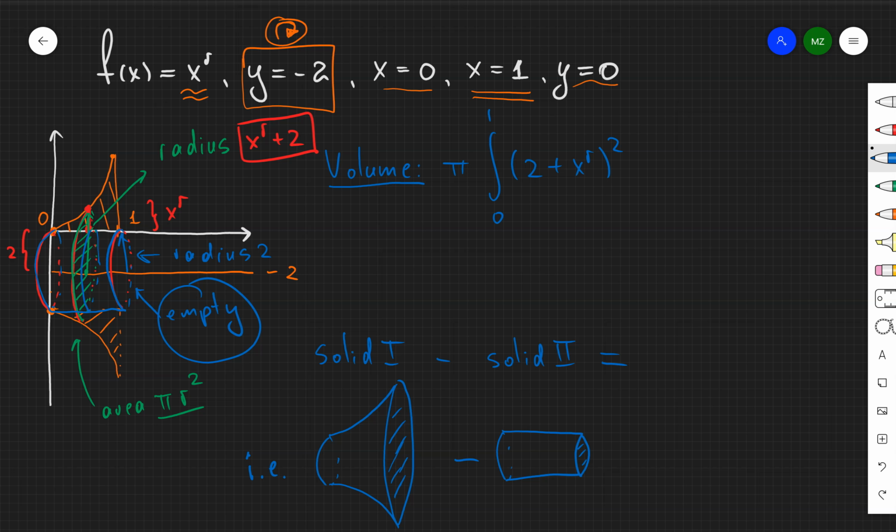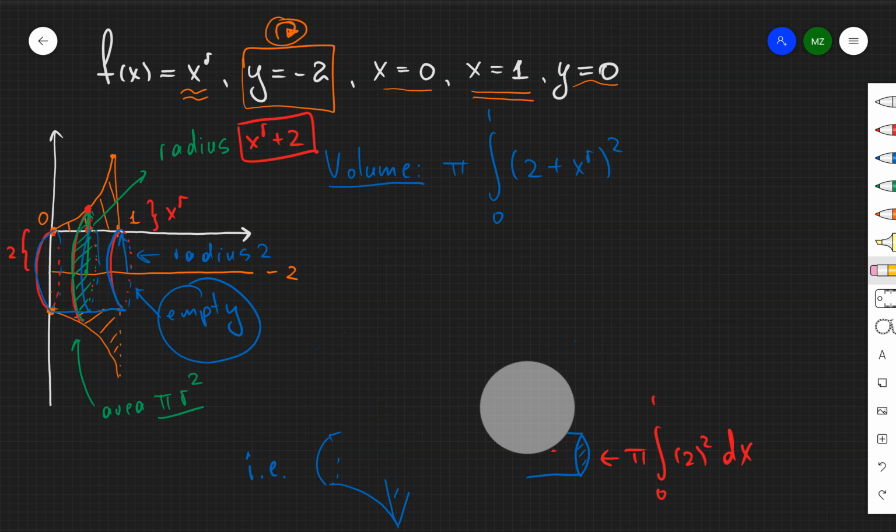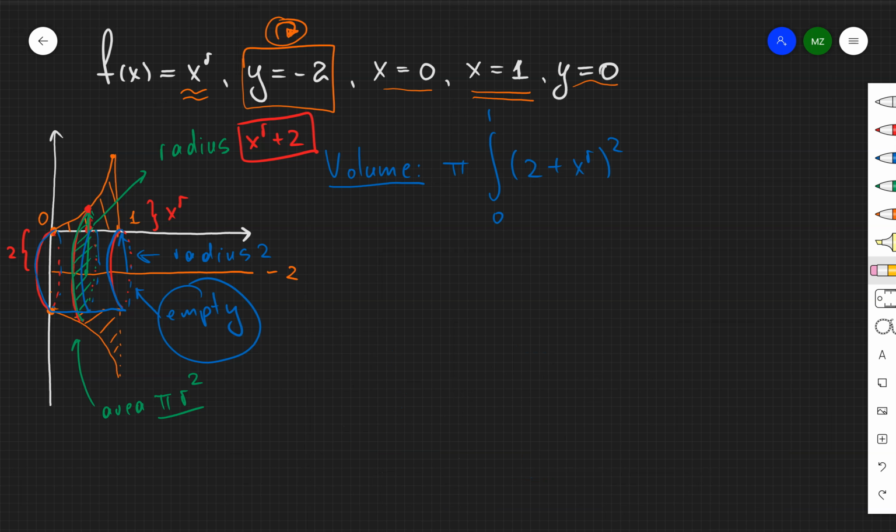And if we subtract those two solids, we're going to obtain the original solid whose volume we want to find. So for that, just remember that the volume of the second solid is going to be given by pi integral between 0 and 1 of 2 squared dx, where again we chose 2 because 2 is the radius of my cylinder. Okay, so our final formula is going to be pi times the integral between 0 and 1 of (2 plus x to the r) squared minus 2 squared dx.